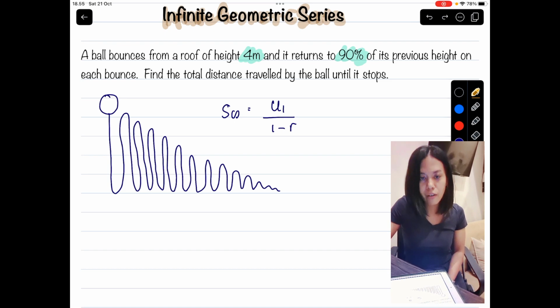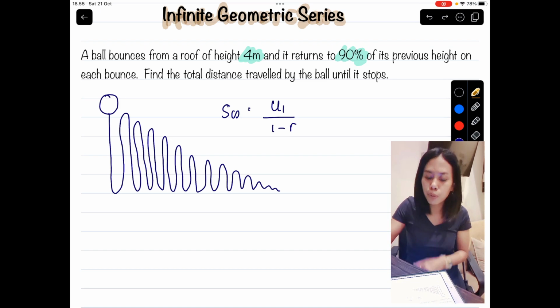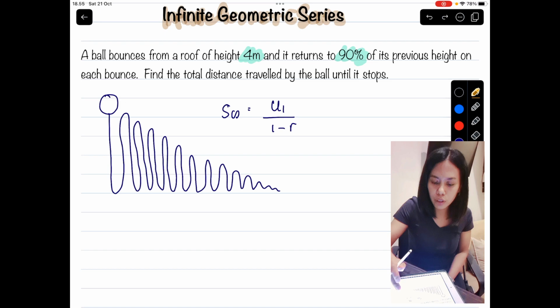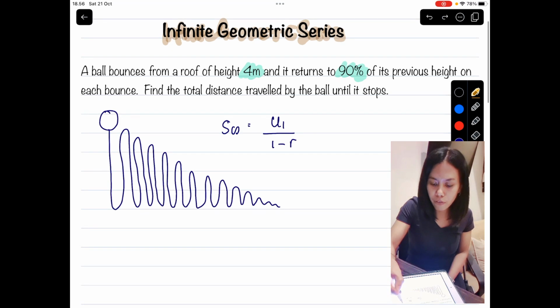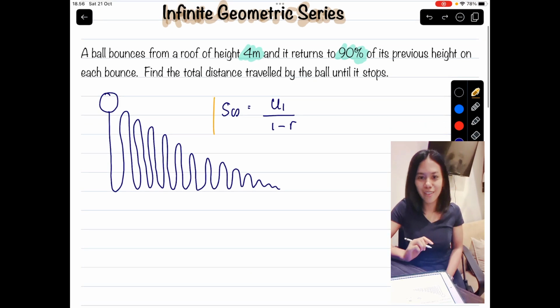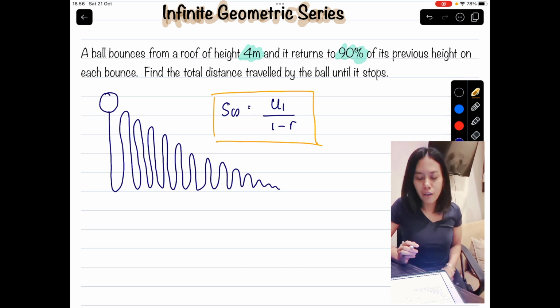Okay, if you see there, I already drew the diagram of how the ball bounces up and down. I stretched it horizontally so that we can write over it and make it more visual of the distance. And I also wrote the formula of infinite geometric series over there. Okay, so let's start. The ball bounces from a roof.